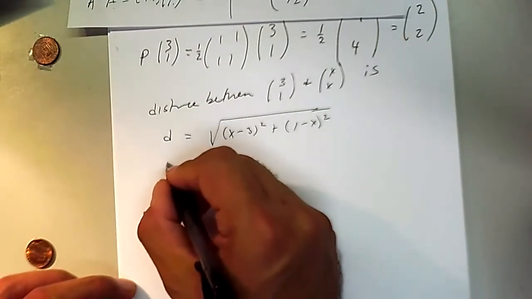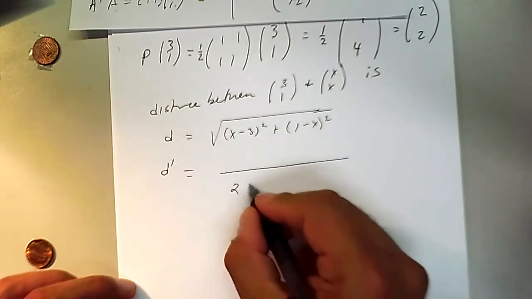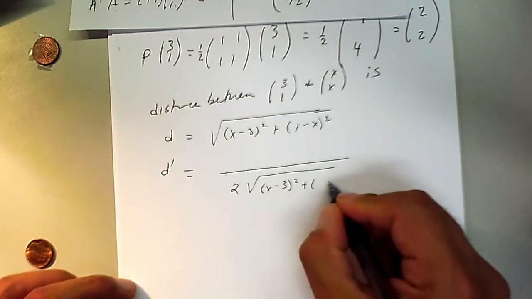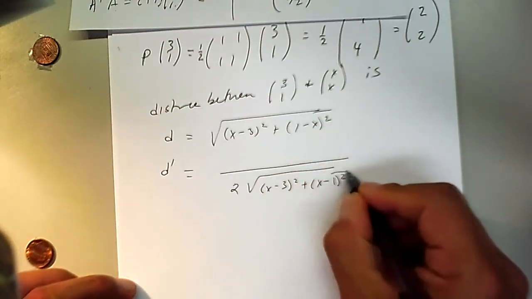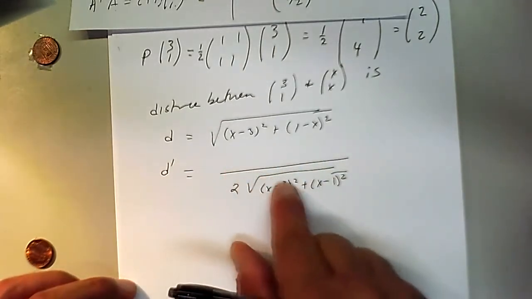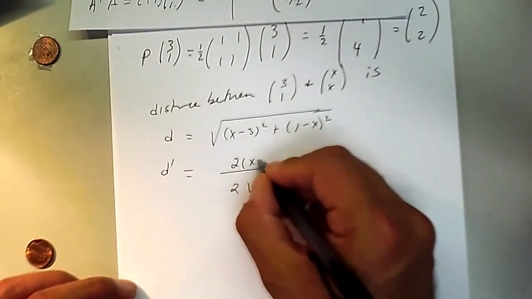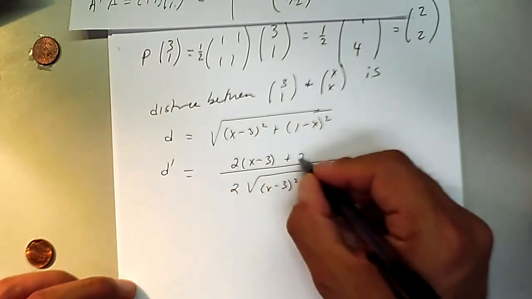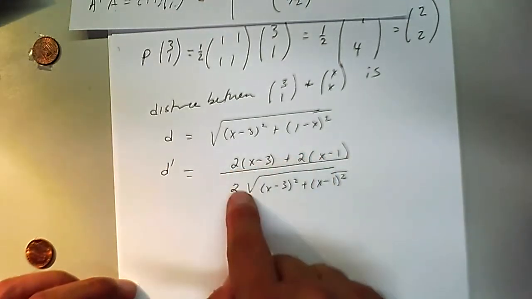Anyway, so the derivative, so 2 times the root of x minus 3 squared plus 1 minus x. Well, I meant x minus 1, but it doesn't make much of a difference here. And then by the chain rule, we have to multiply by the derivative of those. So 2 times x minus 3 plus 2 times x minus 1. But the 2's simplify, we can factor the 2, cancel.